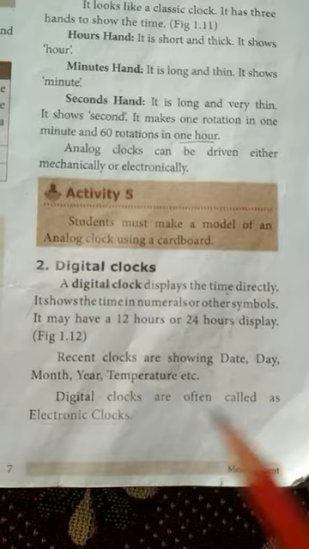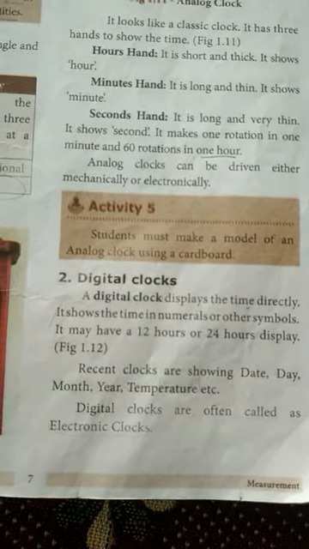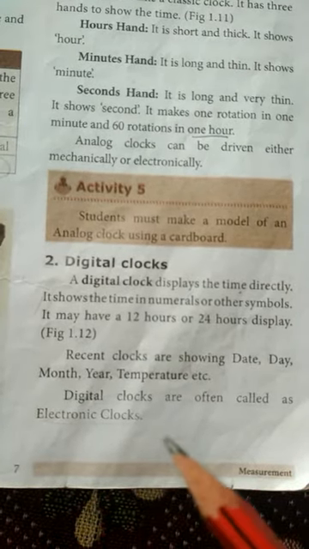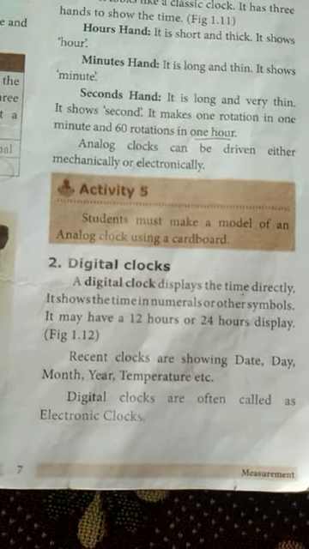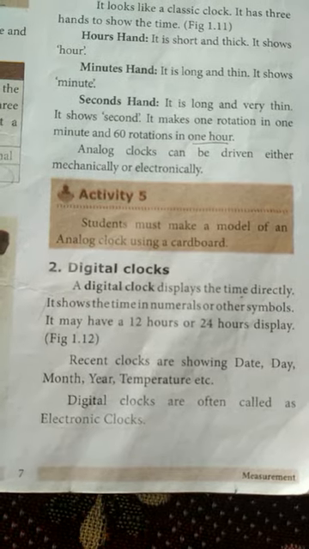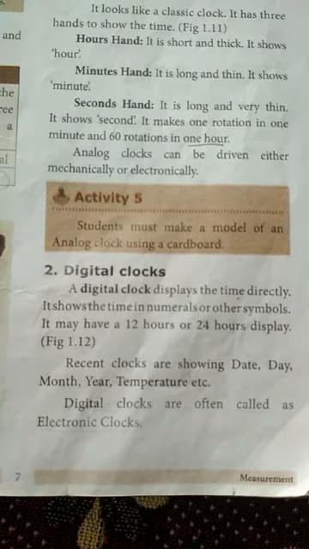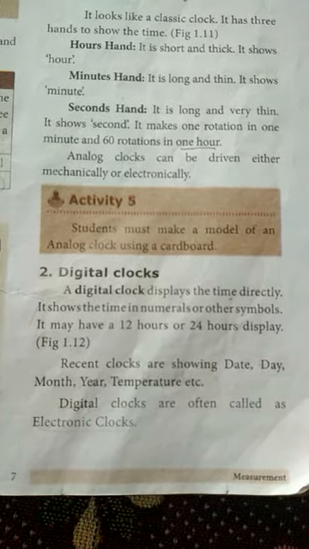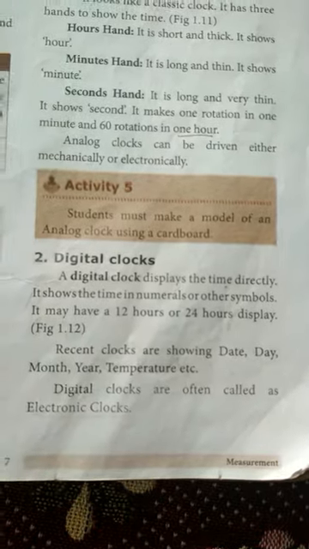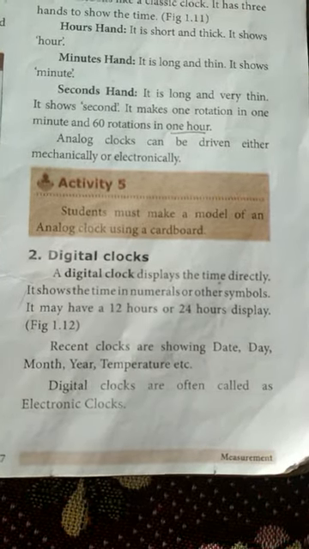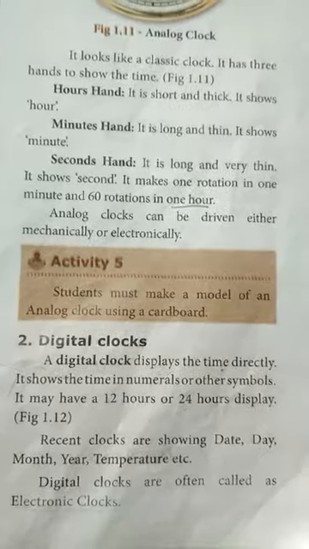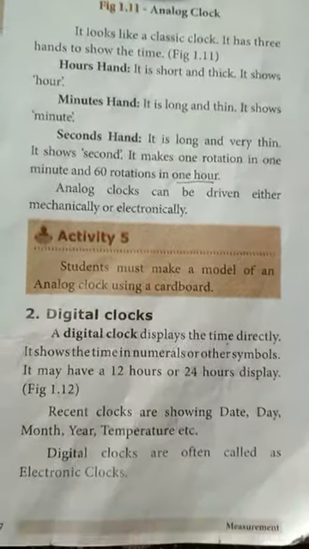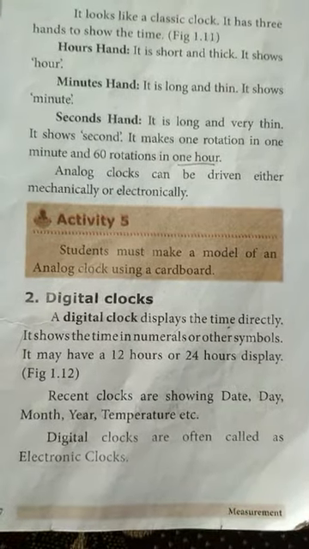Recent clocks nowadays also show the date, month, year as well as the particular day, and the temperature, that is, the climate and weather also. Recent clocks show these things. Digital clocks are often called electronic clocks. Analog clocks can be driven either mechanically or electrically, but digital clocks are often called electronic clocks.